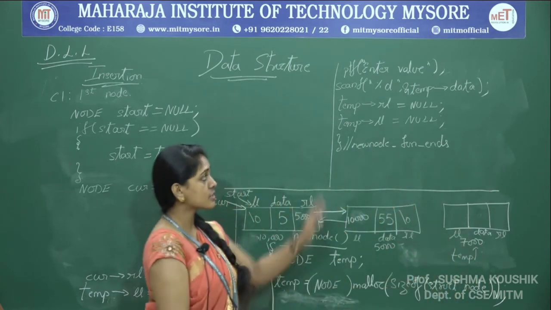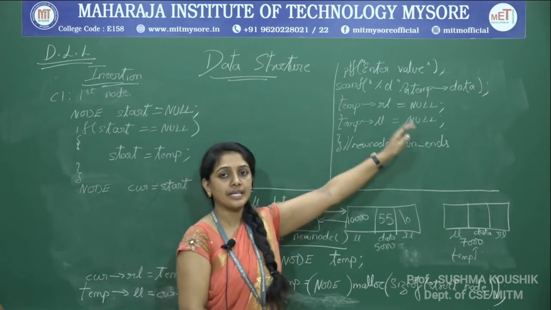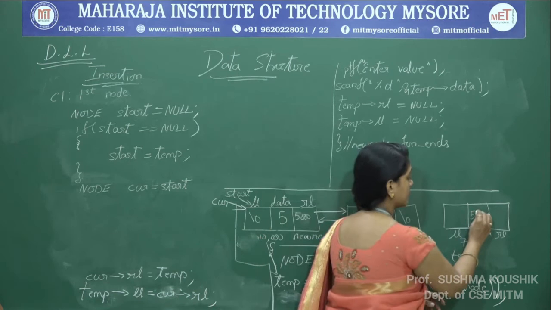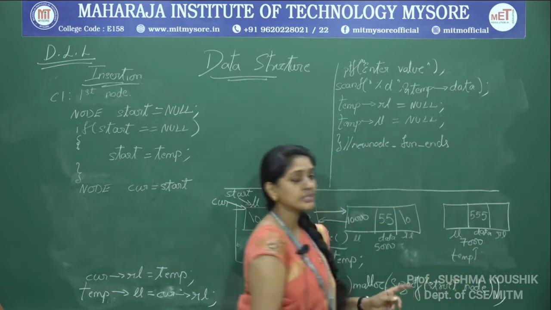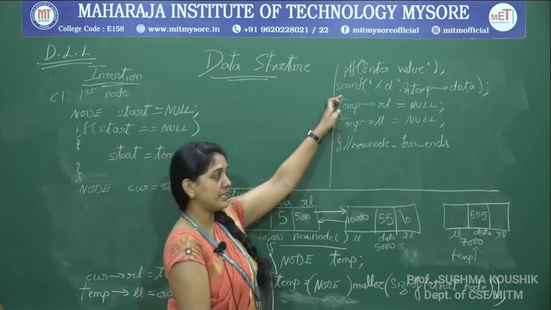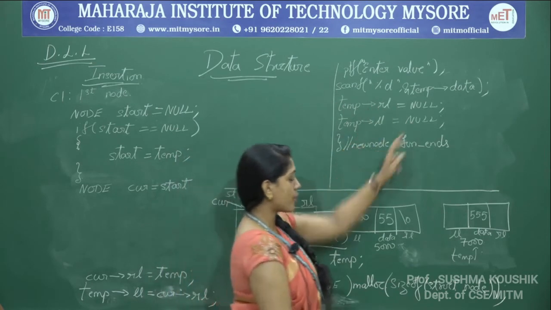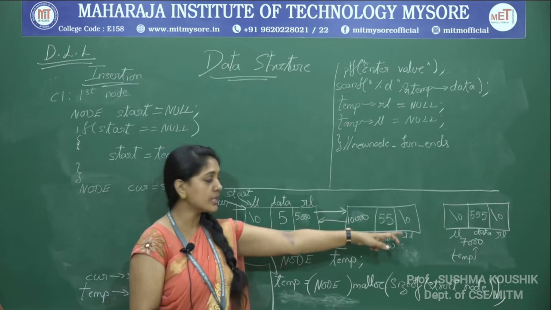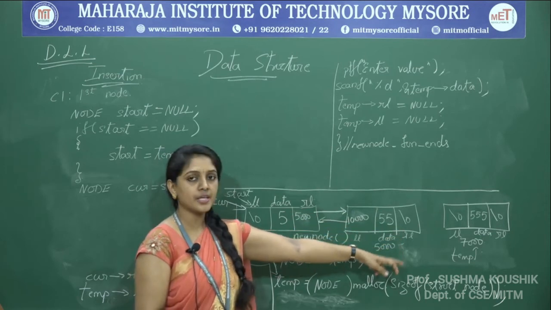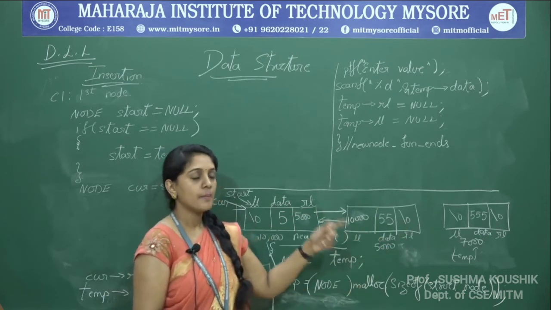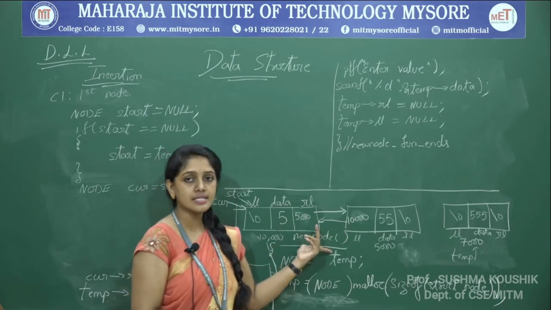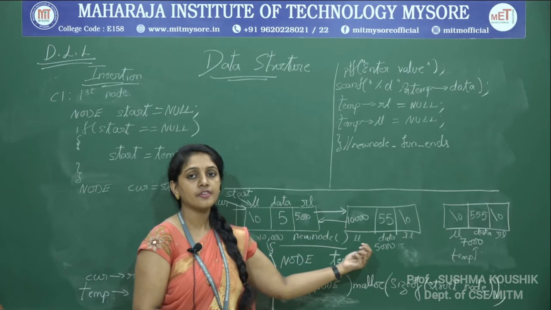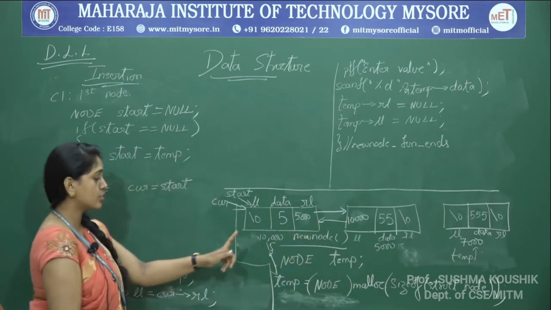We will go and ask to read a value, temp of data. So what value does it give? Probably 555. If I assume it is 555, the data field is filled, and now temp of RL is null and temp of LL is null. With this, the node is ready, with the temp variable pointing to that particular node. But I have to add it to the existing linked list, and I have to insert at the rear end. From the rear end, how do I traverse through that?